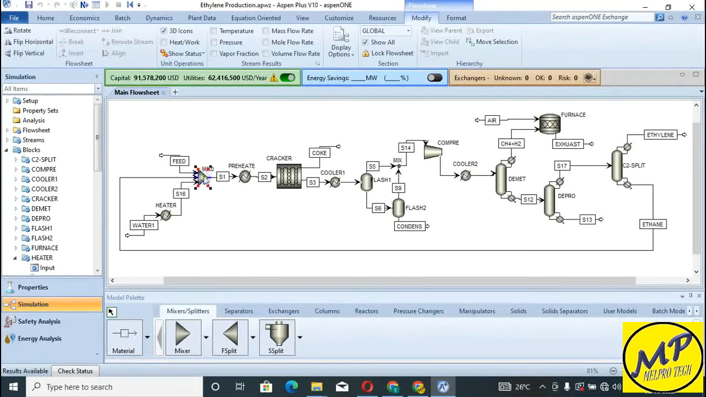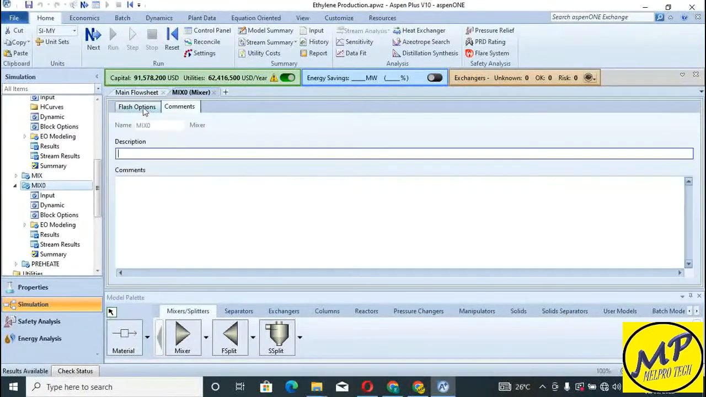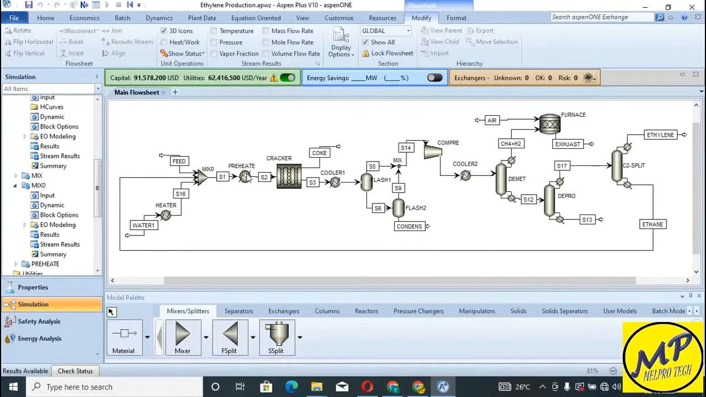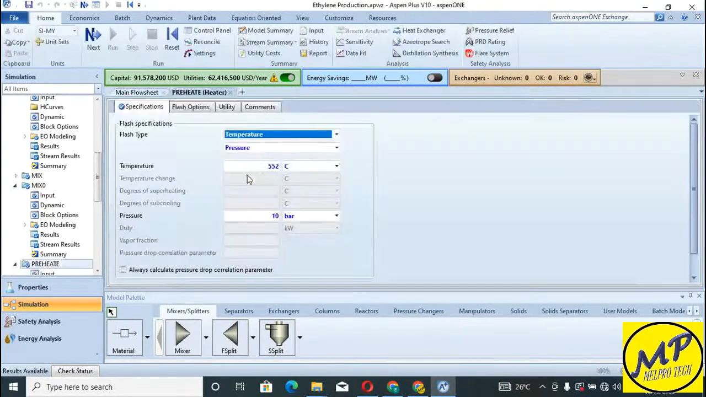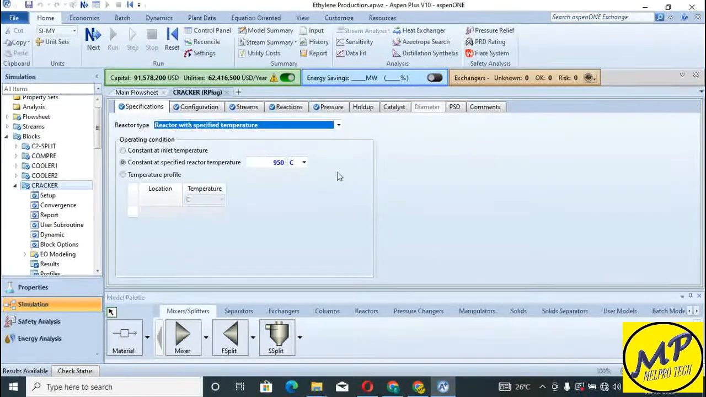Then for the mixer, we have this. Okay. And for the preheater, we also have this. This is the temperature, and this is the pressure. And for the cracker, we also have this.